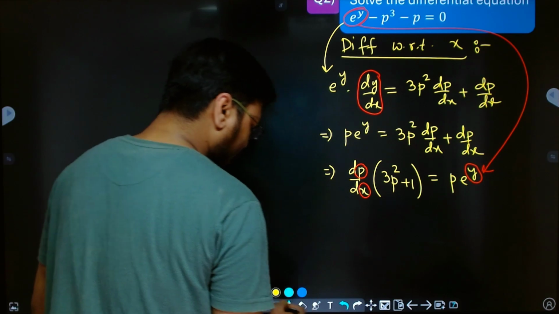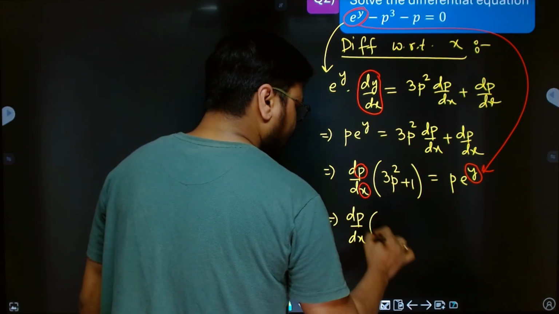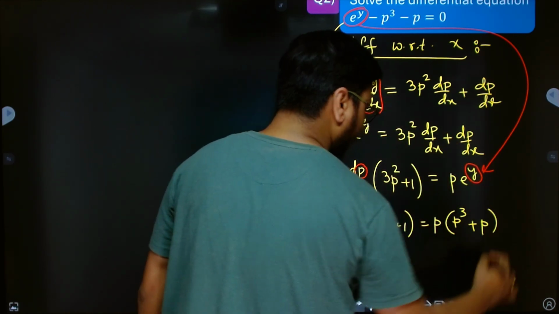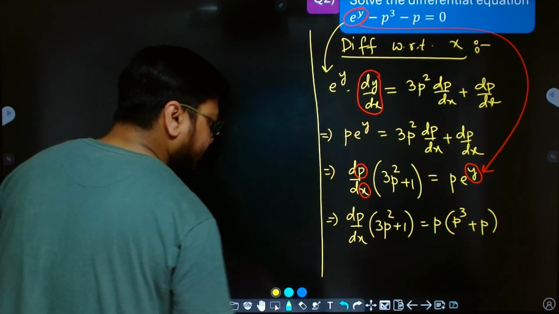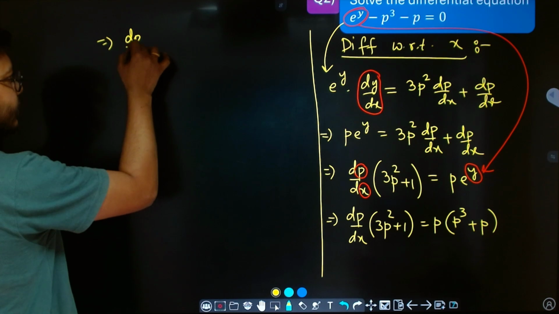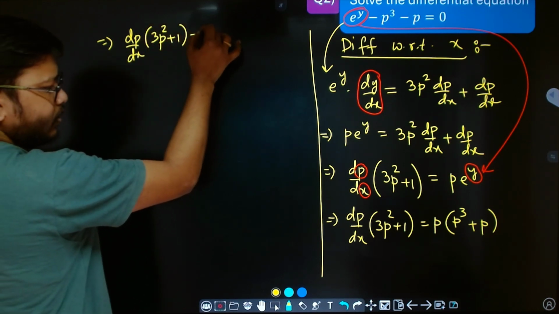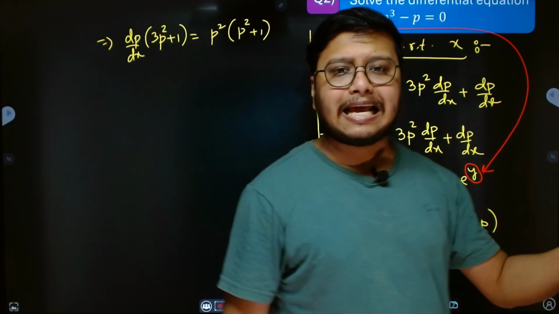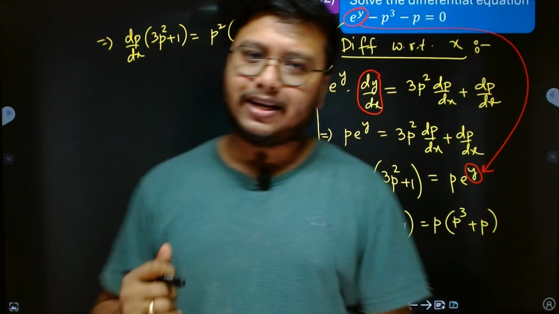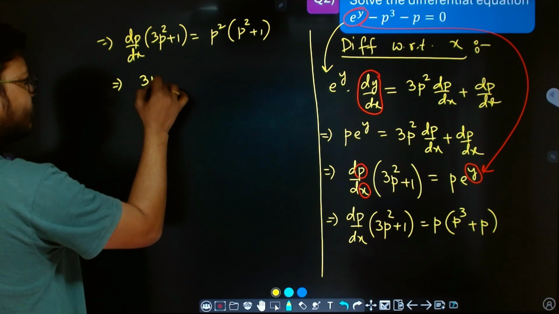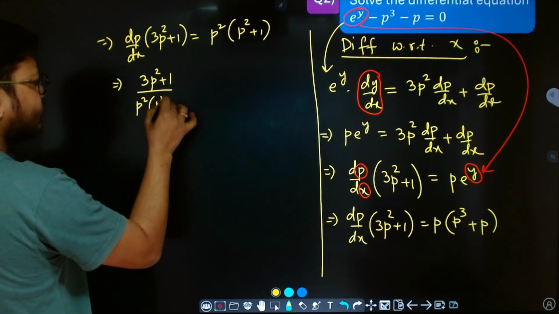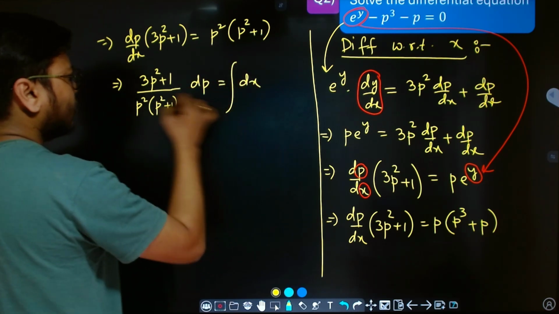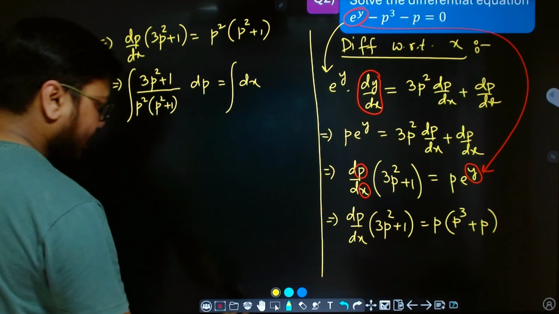So if I do that, I am having dp dx 3p square plus 1 equals p into p cube plus p, right? And so I'll just continue on this side. So I have dp dx 3p square plus 1 equals, if I take another p common, p square into p square plus 1, right? So now I have only p and x as variables, there is no y. I can separate the terms and start my integration, right? So what I can do here is 3p square plus 1 upon p square times p square plus 1 times dp equals dx. So now we have to integrate the left hand side. Okay, how can we integrate the left hand side?